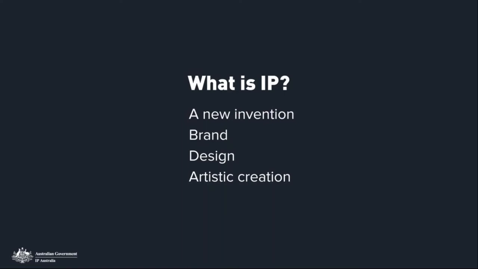So what is intellectual property? Intellectual property can be defined as the application of the mind to develop something new or original. But a simpler way to think about it is that it's anything you create, like a new invention, brand, design, or artistic creation. But this by no means is everything, and you will see that as we discuss more throughout the presentation.